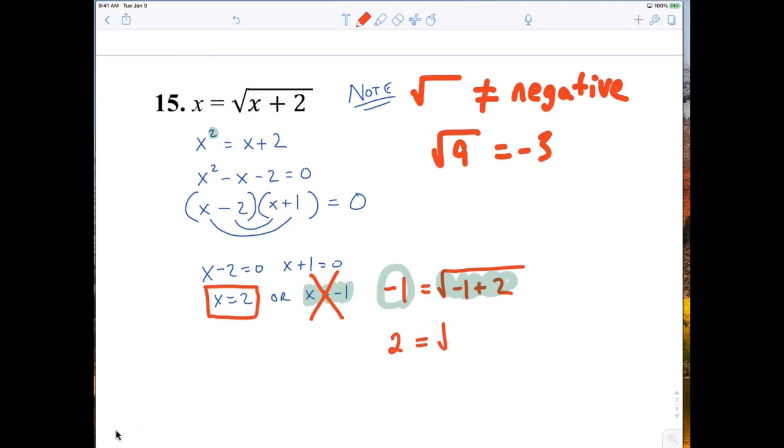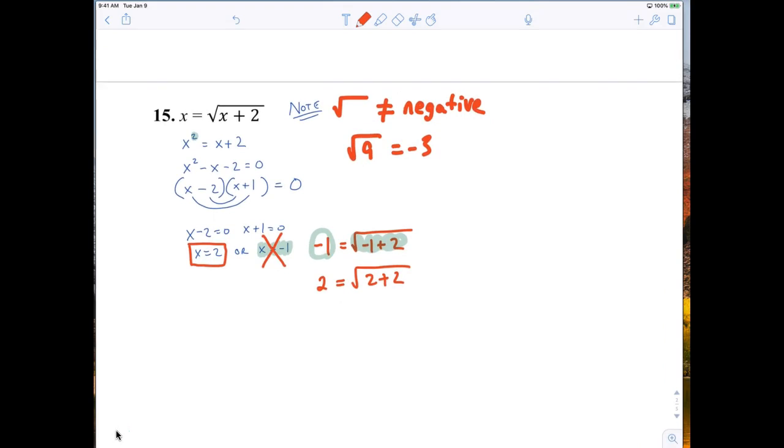2 equals the square root of 2 plus 2. Well, what's 2 plus 2? Square root of 4. 2. 2 equals 2. Right? Is everybody agreeing with me? Come on now, you guys are quiet today, so I'm trying to make sure you're understanding. Is everybody okay with that? So most of the time when you have a square root equation, they always say check for extraneous solutions. Check for extraneous solutions. Is everybody okay with that?